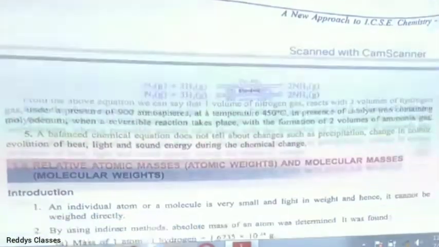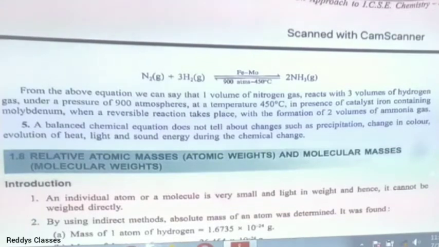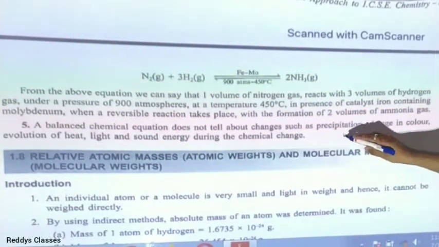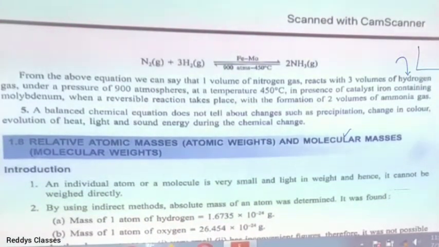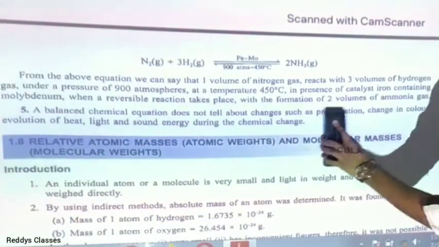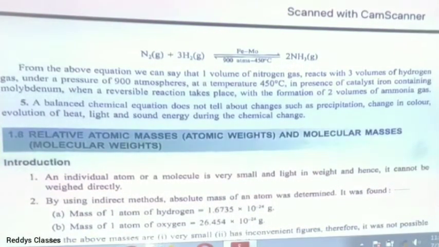Now, a balanced chemical equation does not tell us about changes such as precipitation, change in the color, evolution of heat, light and sound energy during the chemical changes. What do you mean by precipitation? A precipitate, for example, if I put sand in water, it will settle and stay there only. Also, if there is any change in the color of the solution, or evolution of heat, light and so on. Clear? So let us study the next topic now.